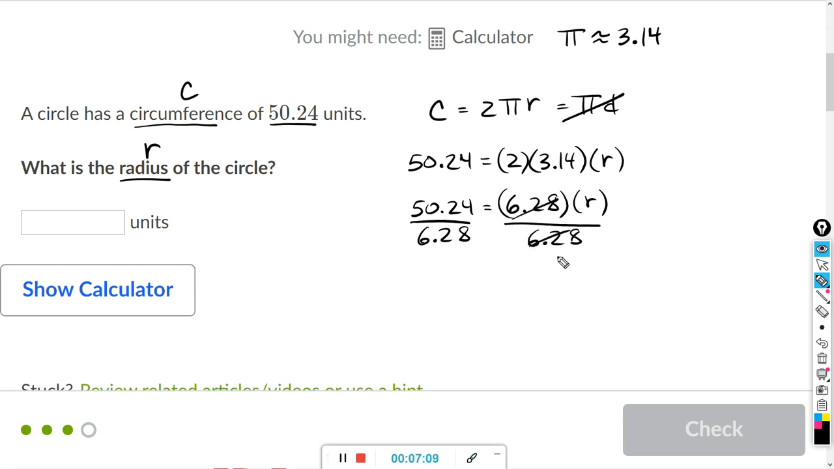And on the left-hand side, I'm going to do this on the calculator. On the calculator, this works out to 8, and that equals R. So that is our radius, and we just enter that in the box. Since we got 8, I'm just going to type 8 in the box.